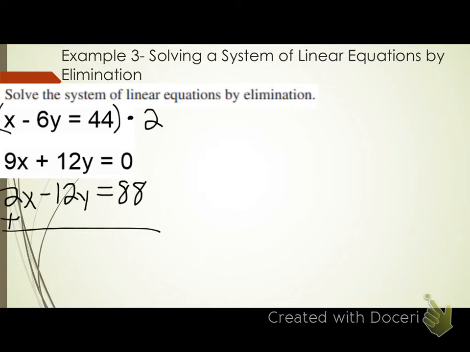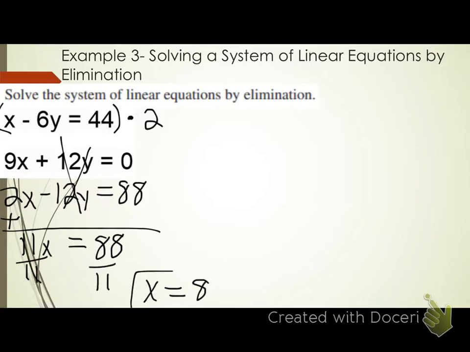9x plus 2x, 11x. What happens to my y's? They're eliminated. 0 plus 88, 88. We've eliminated y. Now we can solve for x. How do I get x by itself? Divide by 11. What does x equal? 8. 88 divided by 11 is 8. Questions how I got x equals 8? We're still good with elimination so far.